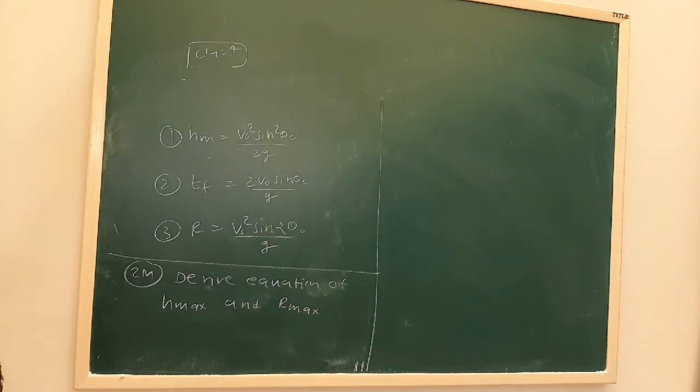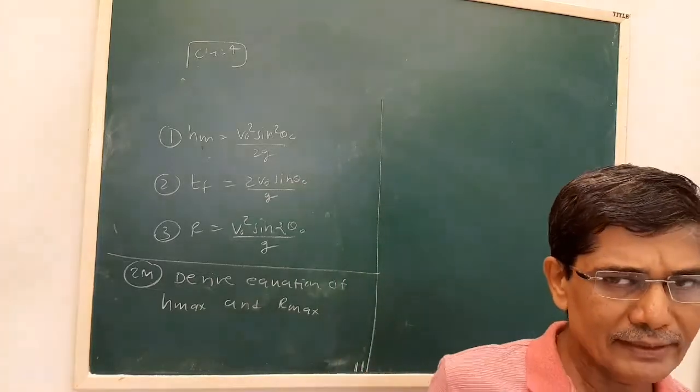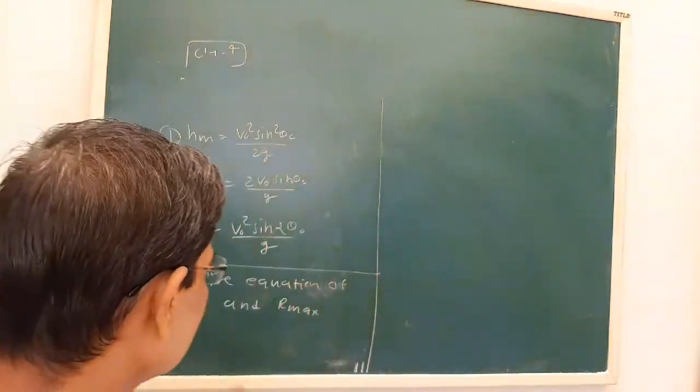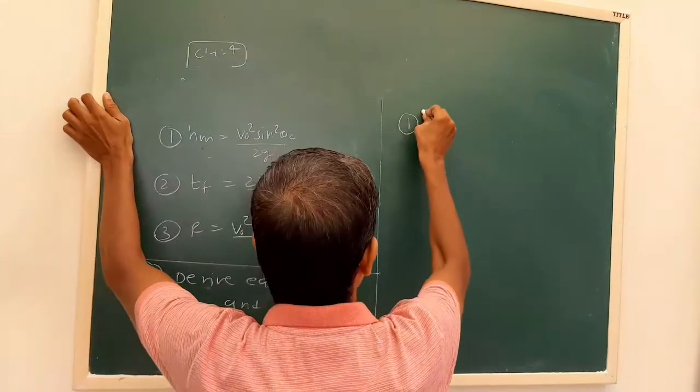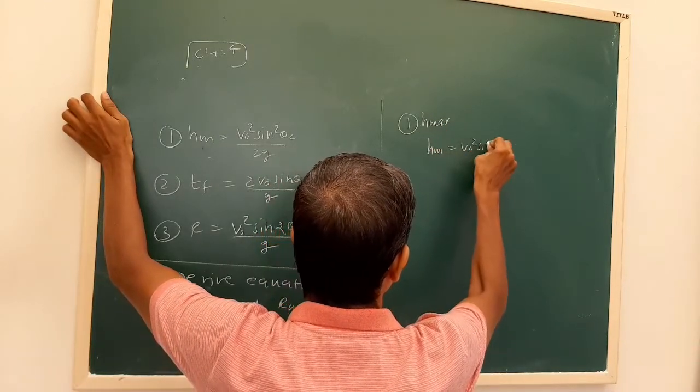Derive the equations of Hmax and Rmax. Now Hm is the height attained by the projectile. Now see our formula. First we derive Hmax. Now Hm is V0 square sine square theta 0 upon 2G.